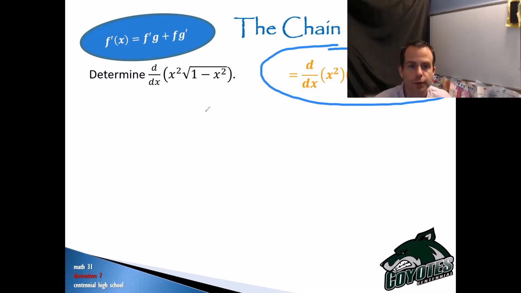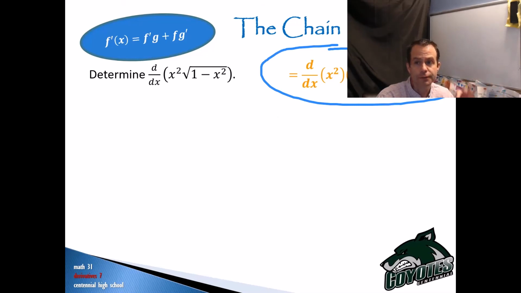Okay, sorry about that. So I'm using the product rule, and I've got the derivative of f. Well, the derivative of f is 2x. So that's 2x times (1 minus x squared)^(1/2), plus f, which is x squared, times the derivative of g.